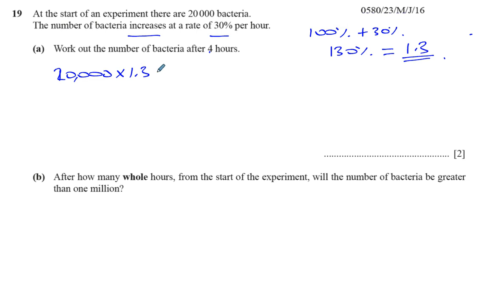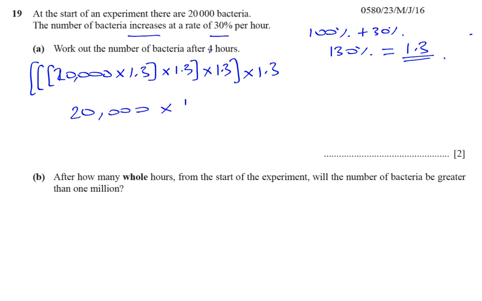But that number is going to increase again. That's after 1 hour, that's how much it's going to be. After 2 hours, the number is going to increase by 30%, and then after 3 hours, that number is going to increase by 30%, and after 4 hours, that number is going to increase by 30%. So if you think about what you're doing here, you don't have to go through this big palaver. What you've got is 20,000 multiplied by 1.3 to the power of 4.